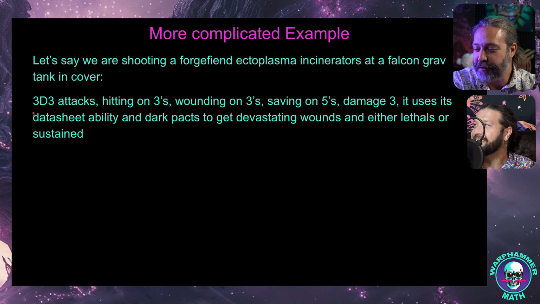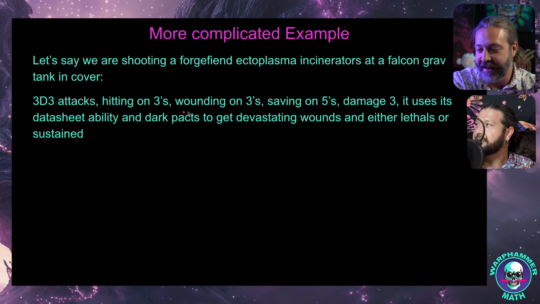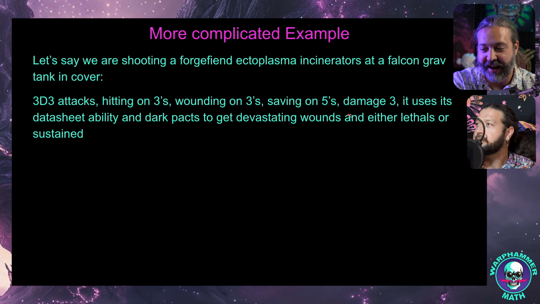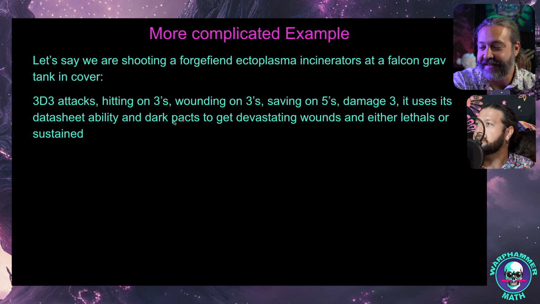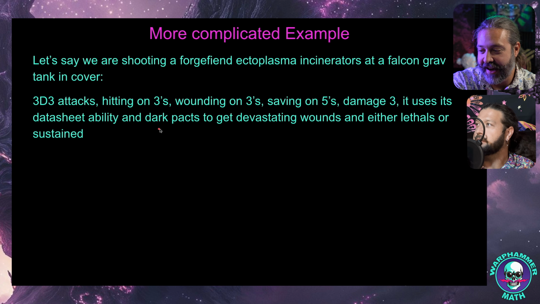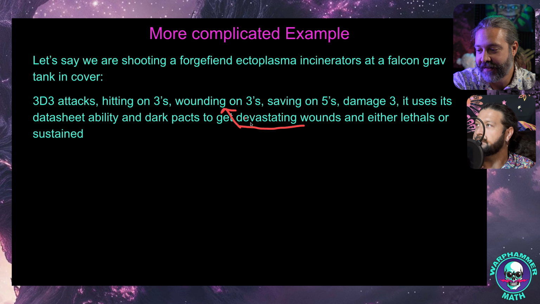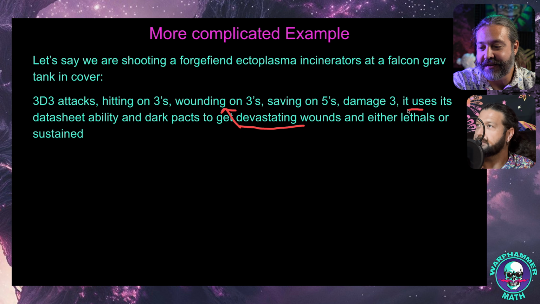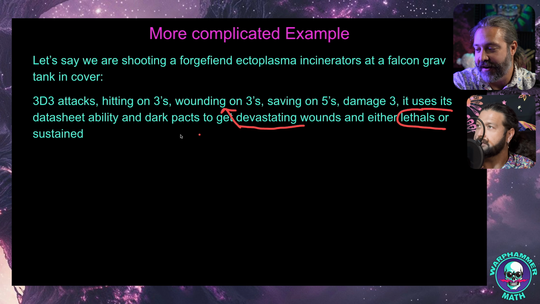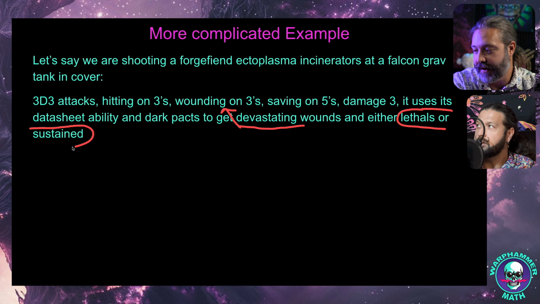Okay. So we got 3d3 attacks, hitting on 3s, wounding on 3s, saving on 5s, damage 3, and it's using its datasheet ability and Dark Pacts, which gives it devastating wounds, which affects our wounds, and either lethals or sustained, which we're going to figure out which one we care about, but that's going to apply to our hit roll.